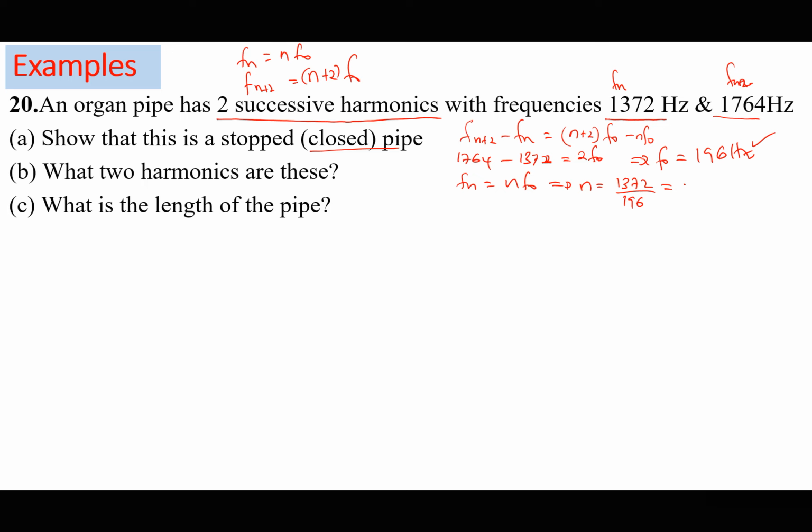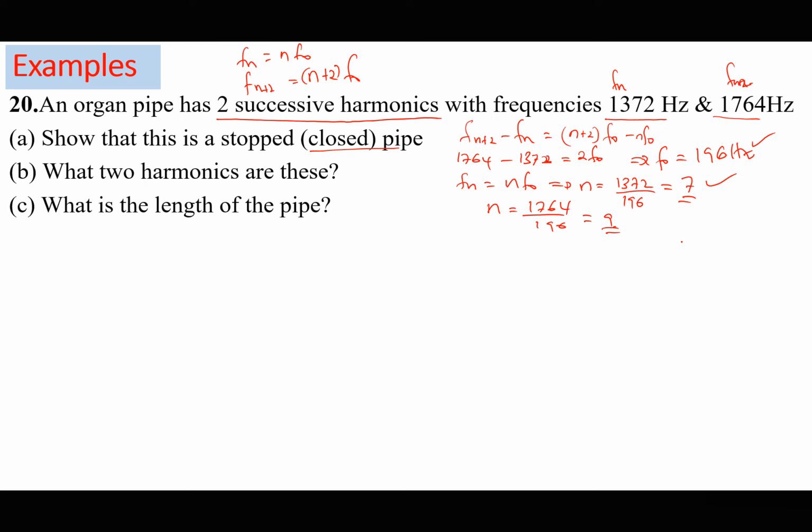Let me check the next one, fn plus 2. So we have again n equals 1764 divided by 196. And this is giving me n as 9. So it means the harmonics are going to be the 7th and the 9th. These are odd numbers. The eighth has been skipped, so this is enough to prove that it is a closed pipe. So what two harmonics are these? We have said the seventh and the ninth. And what is the length of the pipe?